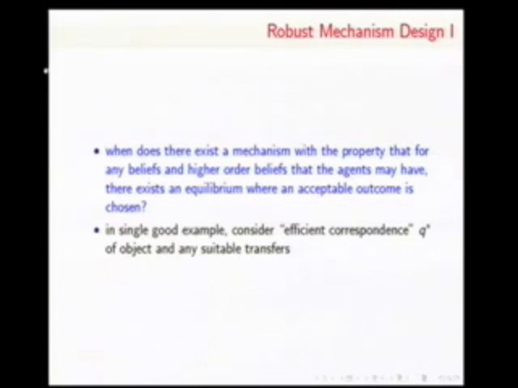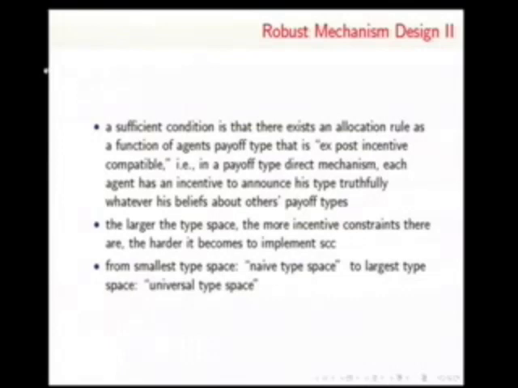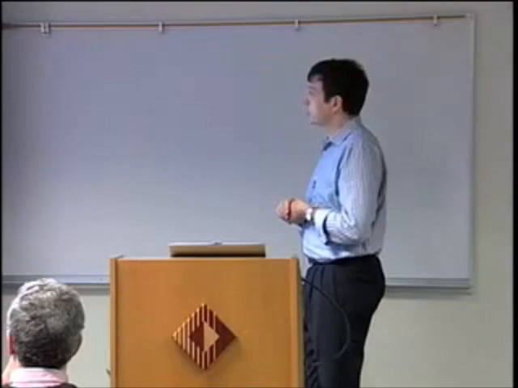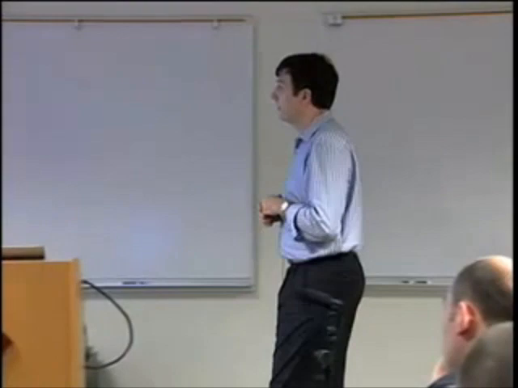Okay. So in our single good example, the efficient correspondence is where we choose the efficient assignment and then find a particular transfer scheme which implements that, which would be such a desired solution. And from my argument, it should be clear that the notion of ex post equilibrium and ex post incentive compatibility is indeed a sufficient condition for this robustness requirement. Okay. The question is, is it also necessary?